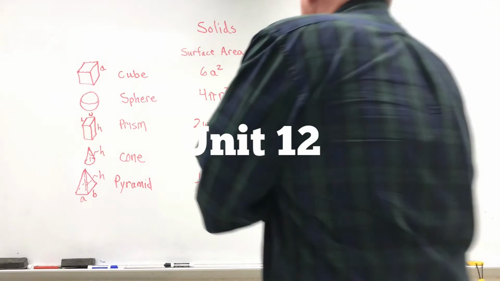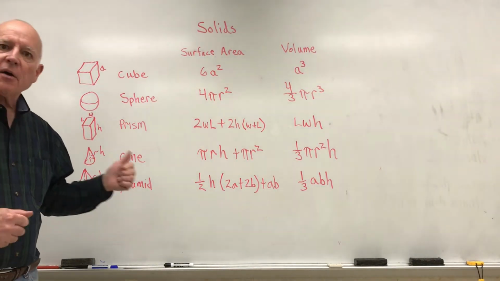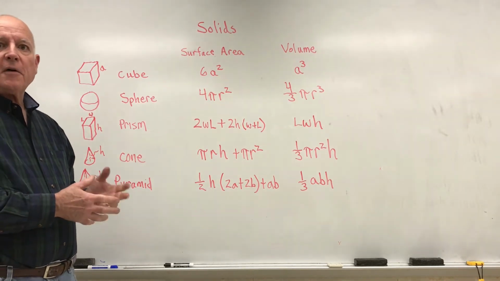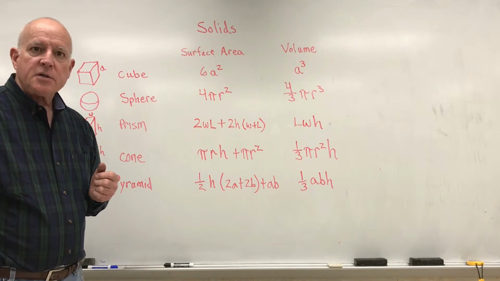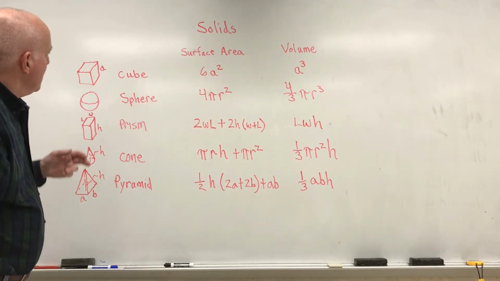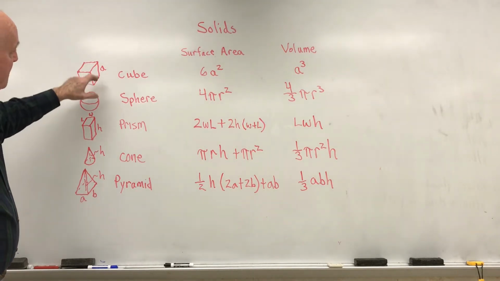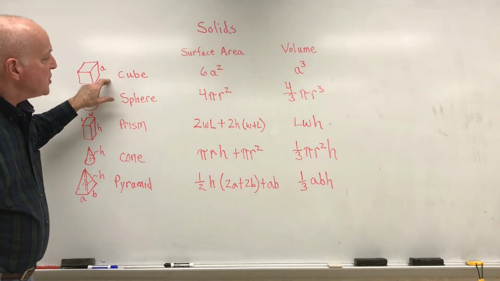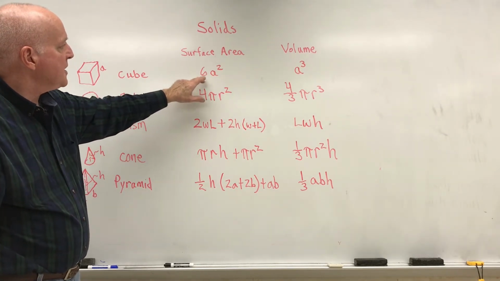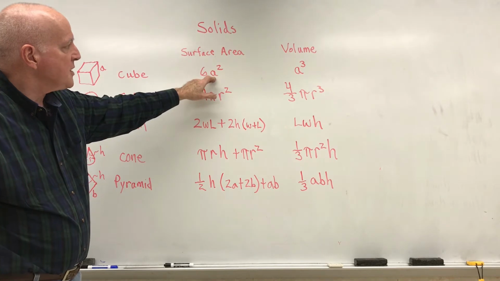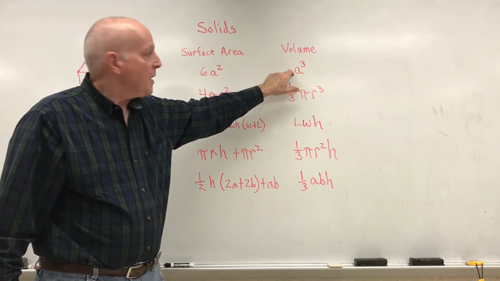All right, on the CAASSP test, they expect you to know how to calculate the area, the surface area, and the volume of some of the standard shapes that we deal with on a regular basis. So let's go through these one at a time. A cube is just like a die. It's the same length on all of the sides, and so the surface area is 6a squared, because there are 6 sides and the surface area of one side is a squared. The volume of a cube is a cubed, all right?